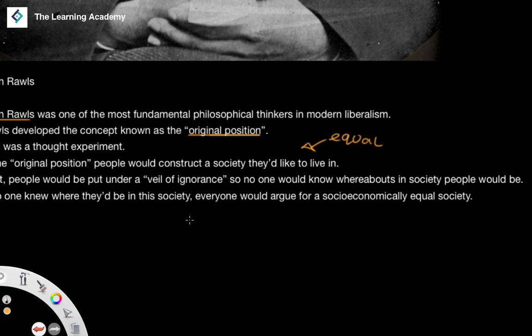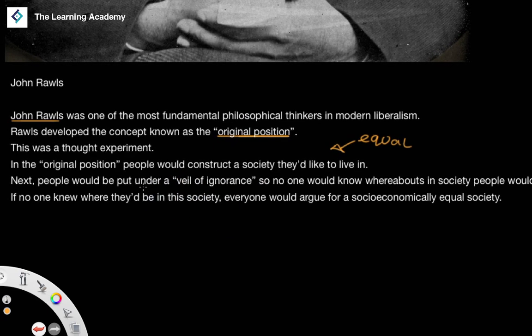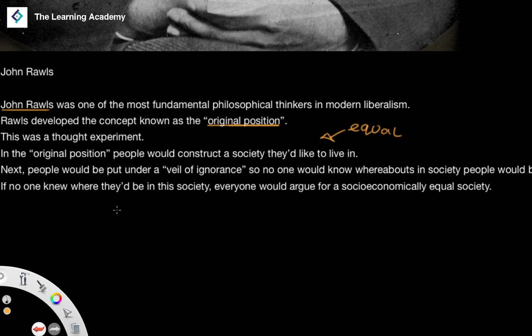People don't know. Okay? And what Rawls argues is, if we have these two aspects, we have this original position, we have people in this veil of ignorance where people won't know whereabouts in society they would exist, then if we were to then ask how people would want this society to be like, they would say that they would want it to be a socio-economically equal society. It would be socially equal and economically equal, because people don't know whereabouts they're going to end up in the society, so they would want it to be equal to ensure that everybody has the kind of equal opportunities.